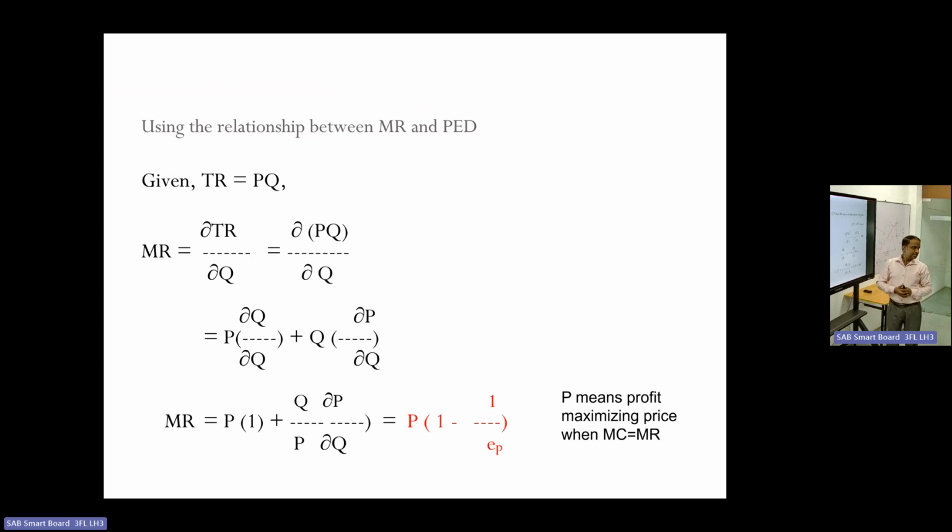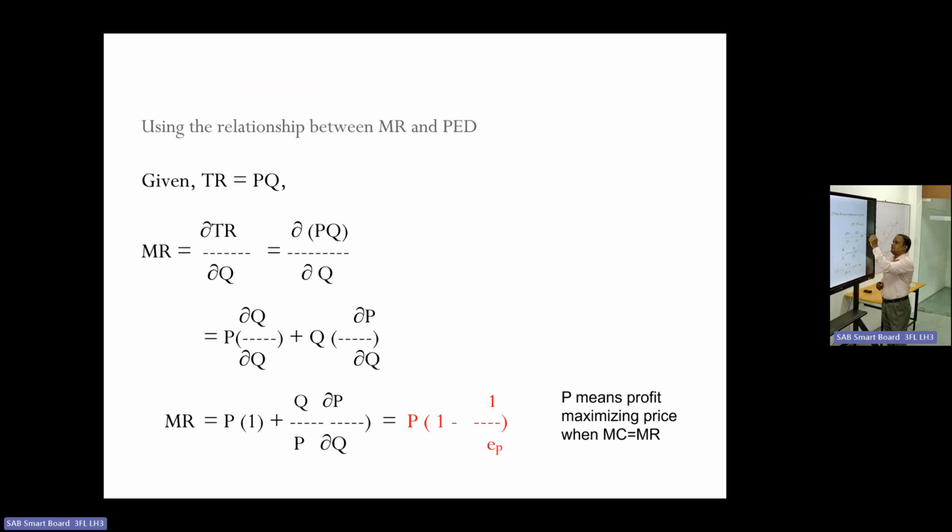What is the product rule? According to differentiation, we take the first variable and differentiate the second variable, and we take the second variable and differentiate the first variable. First we take the price. That means we are going to take the slope of this total revenue function based on the product rule.